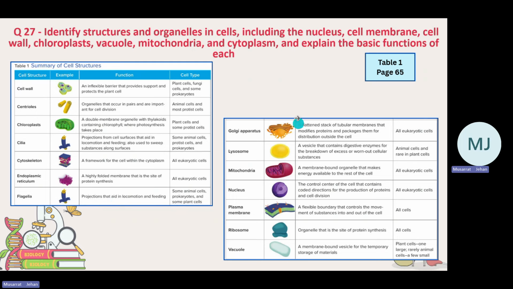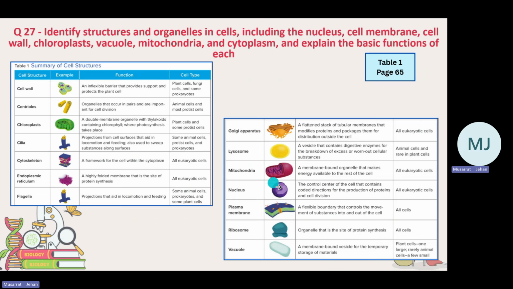Then Golgi apparatus, we will be studying about it later. It has many sac-like tubular membranes, and it packages and distributes the proteins inside. It just packages and sends them out. Lysosome we've discussed. Mitochondria, the powerhouse of the cell, is a membrane-bound organelle. It makes energy, found in all eukaryotic cells.